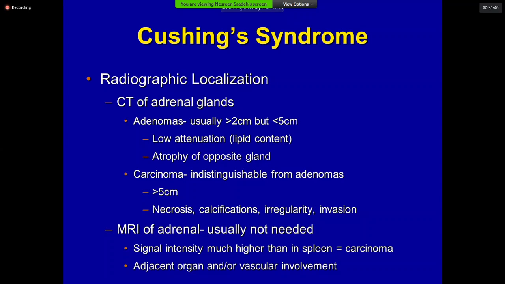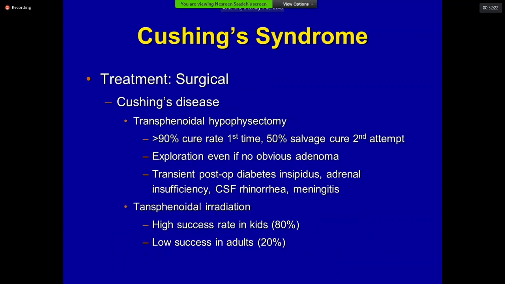Usually an adenoma will be of smaller size and more lipid-rich content, and there will be an atrophy of the opposite side of the tumor, while in patients who have adrenal carcinoma, usually the size is bigger than 5 centimeters, and there will be signs of tissue damage like necrosis, calcification, irregularity, and invasion of nearby structures. That will indicate that it's more cancerous in nature. We can also use MRI instead of CT to localize the tumors. And the treatment will be surgical.